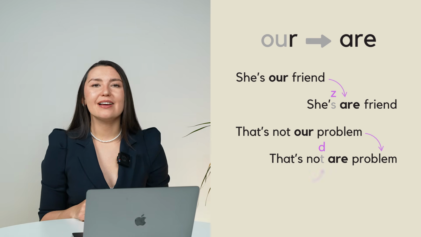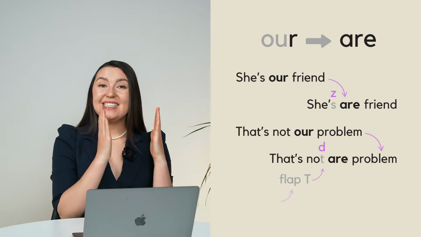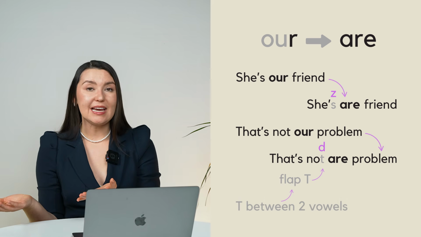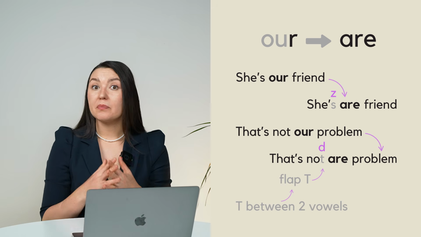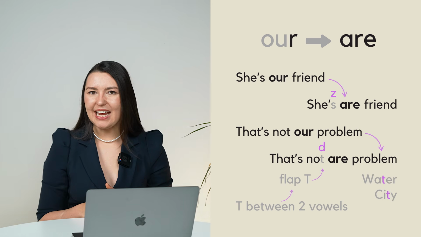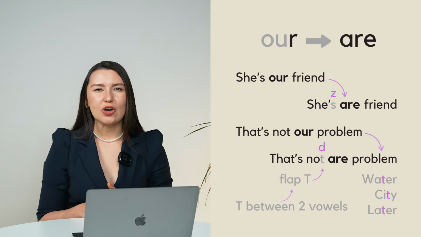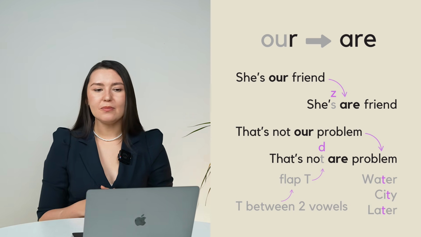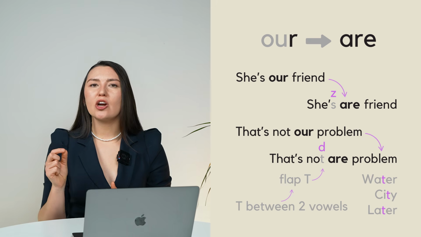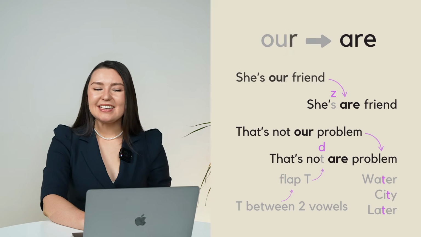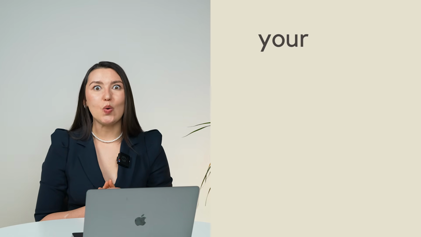In English, we call it flap T. When T is between two vowels, we pronounce it as flap T. For example, in the word water or city, or later. That's a flap T. In our example, the same thing. That's not our problem. Try to say it. That's not our problem.